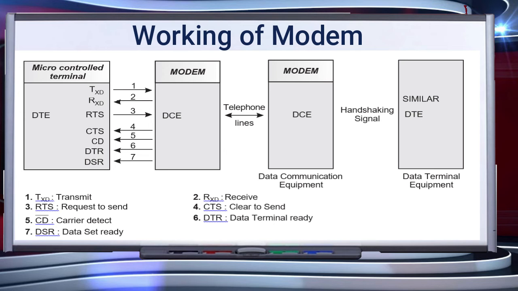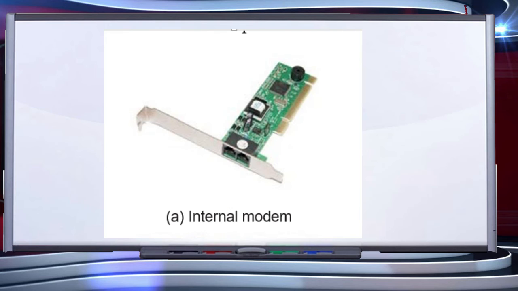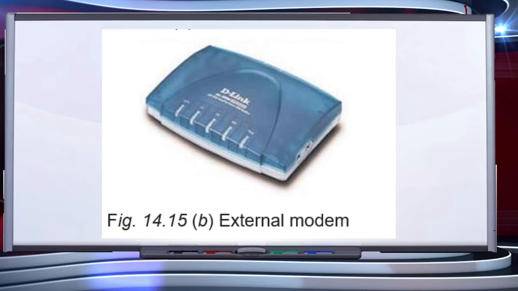Modems come in two varieties. One is internal modem and another one is external modem. First, internal modems are modems that are fixed within the computer, as you can see in this figure, and external modems are modems that are connected externally to the computer as other peripherals are connected. You can see in this figure, this is an external modem.